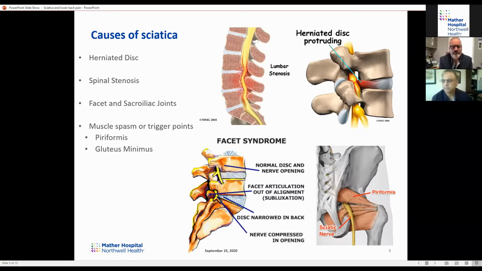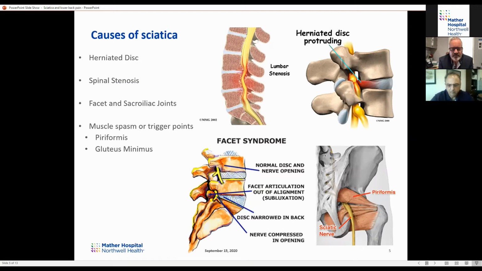Thank you, Dr. Ben. So hello, everybody. It is my pleasure to be here today to talk about sciatica. As you can see from the slide, there are several causes of sciatica. Dr. Ben mentioned some of them before. If you could think of it as some type of irritation on one of the nerve roots in your back, that's a classic cause of sciatica.